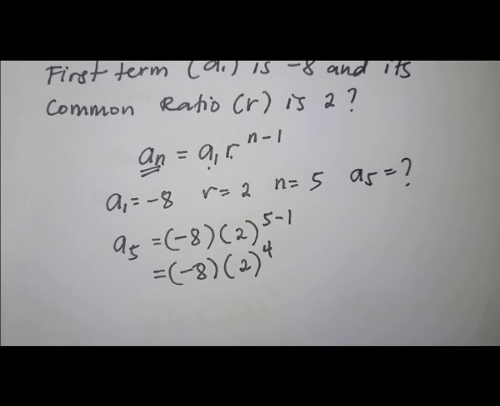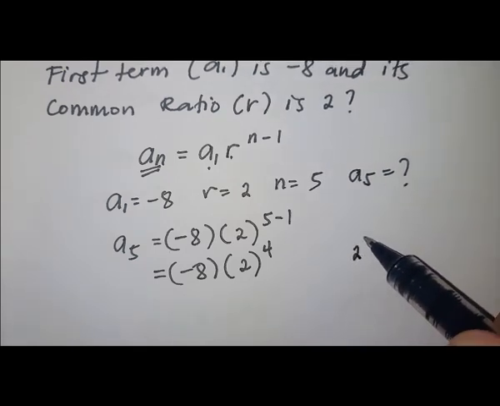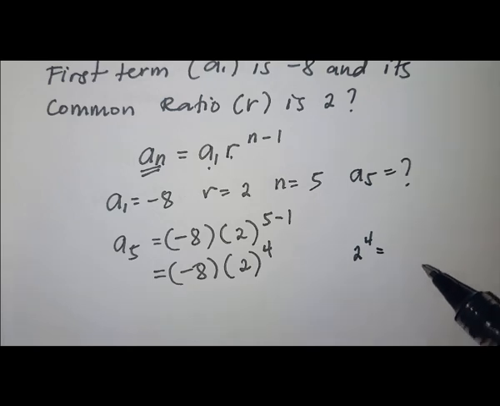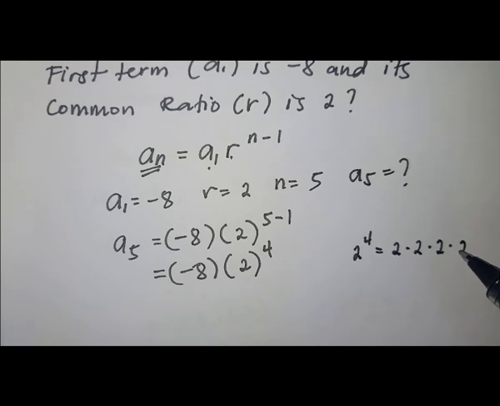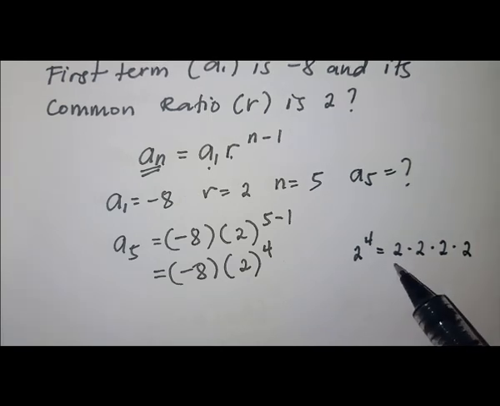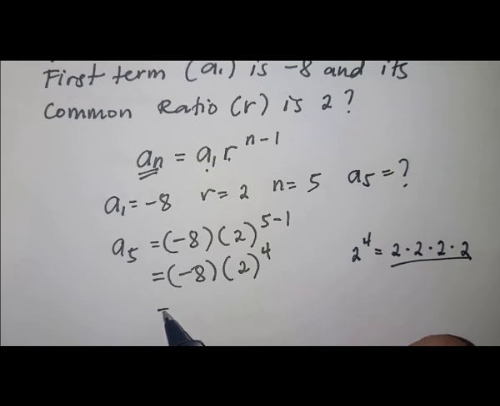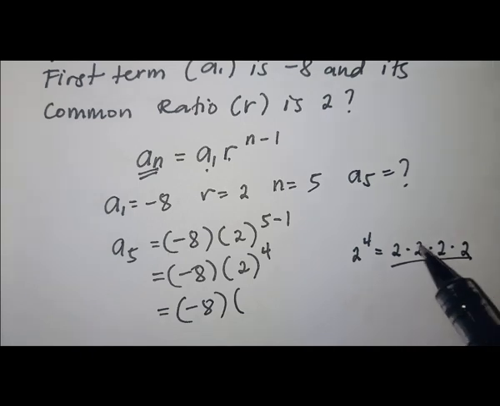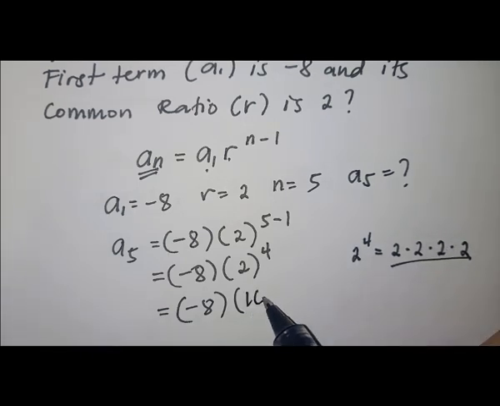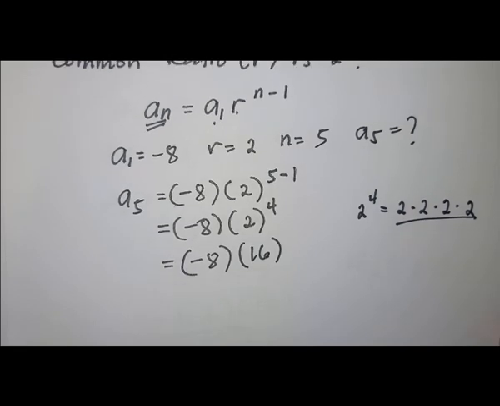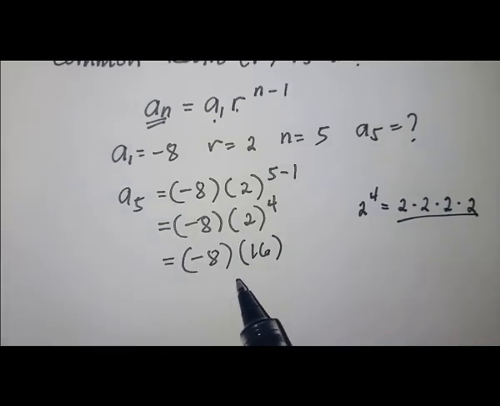So, ano ba yung 2 raised to 4? Alam natin, kung babalikan natin yung laws of exponent, kapag sinabi natin 2 raised to 4, ang 2 raised to 4 ay 2 times 2 times 2 times 2. So, kapag minultiply natin itong mga 2's na yan, magkakaroon tayo ng negative 8 times, okay, so multiply natin to, you have positive 16. Okay, so ngayon, malapit na nating ma-solve yung pang 5th term.